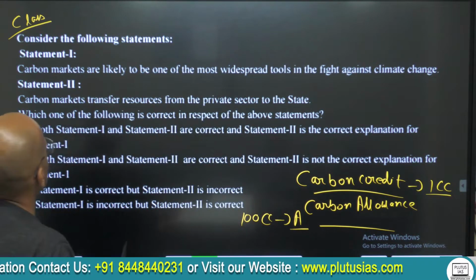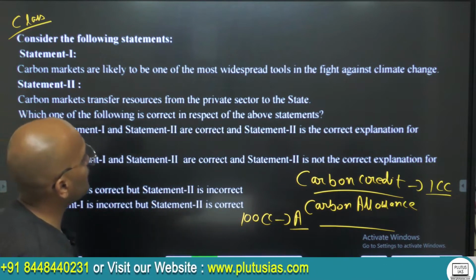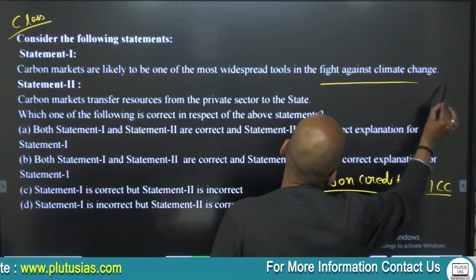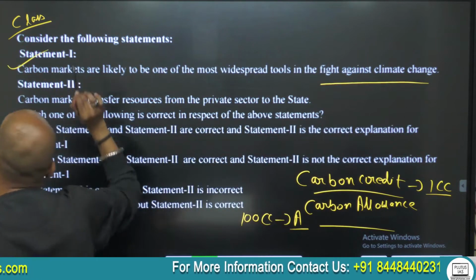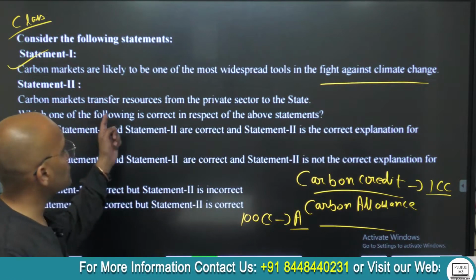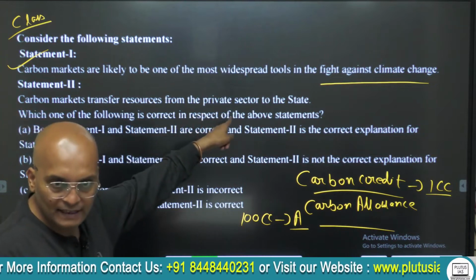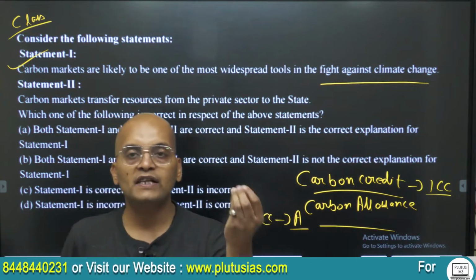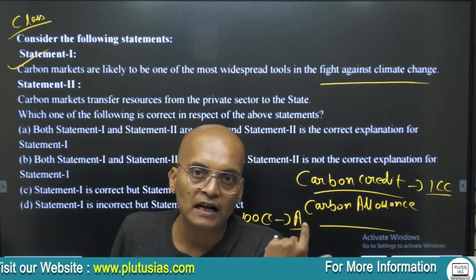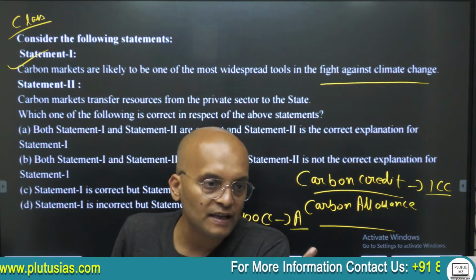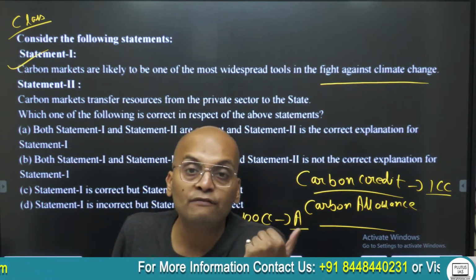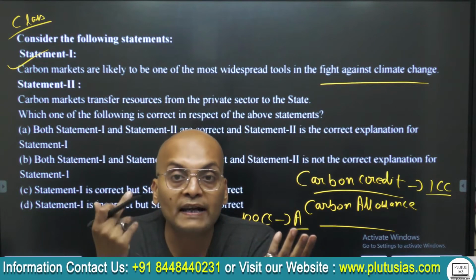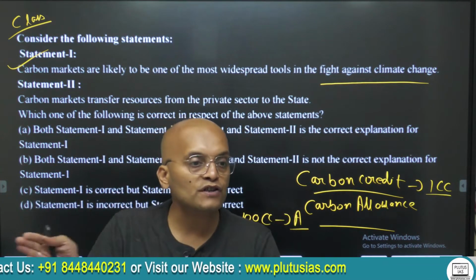Now let's read the statement. Carbon markets are likely to be one of the most widespread tools in the fight against climate change. Absolutely right. Carbon markets transfer resources from the private sector, that is organizations, to the state. Obviously, if you are using extra carbon dioxide, you have to purchase carbon credits, you have to give money, you are transferring the resources. Yes or no? Even if you are spending less of your carbon credits, you are getting money. Again, a transfer of resources will take place.